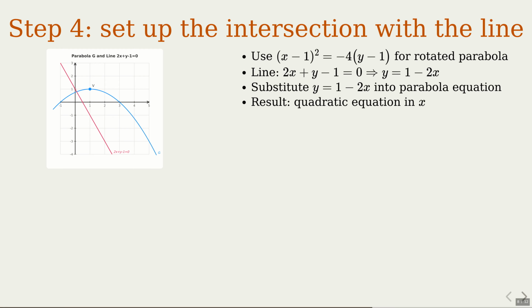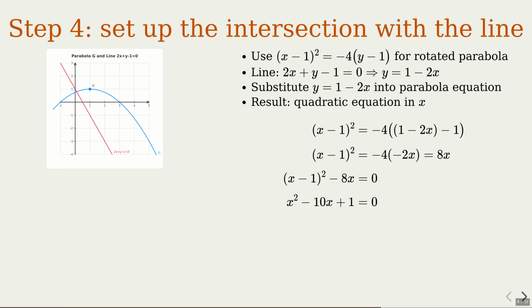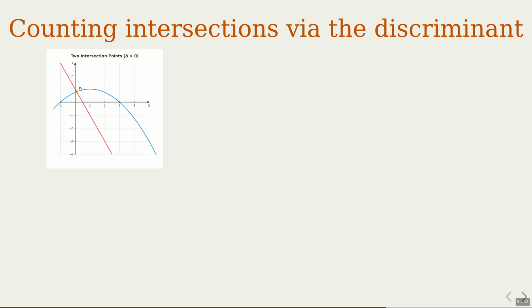After substitution and simplifying, the condition for intersection becomes a quadratic equation in x. Carrying out the substitution, the y − 1 term becomes −2x, so the right side is 8x, and simplifying gives the quadratic x² − 10x + 1 = 0. So now the number of intersection points is just the number of real roots of that quadratic. To finish, we evaluate how many real solutions that quadratic has.